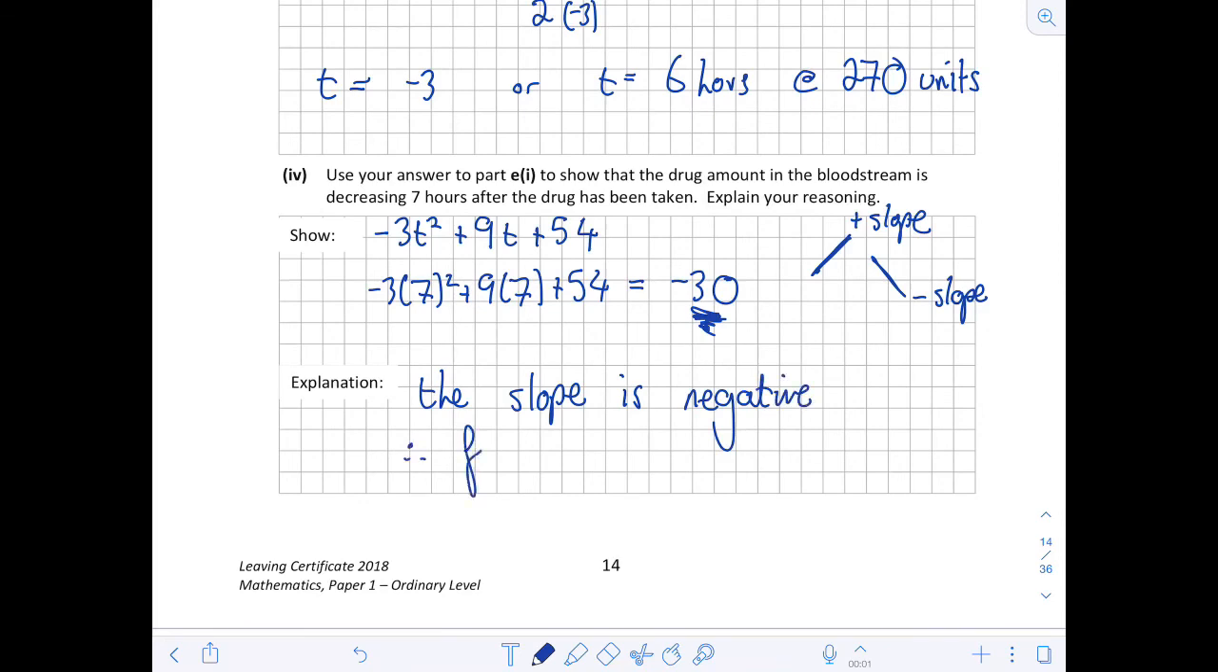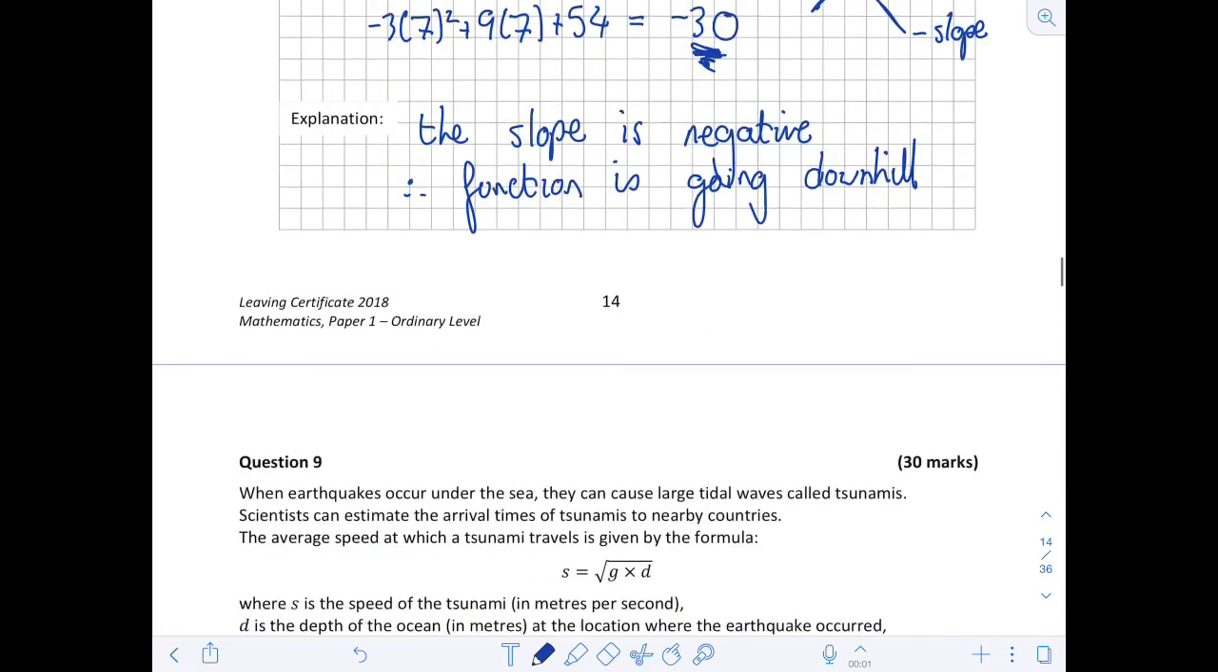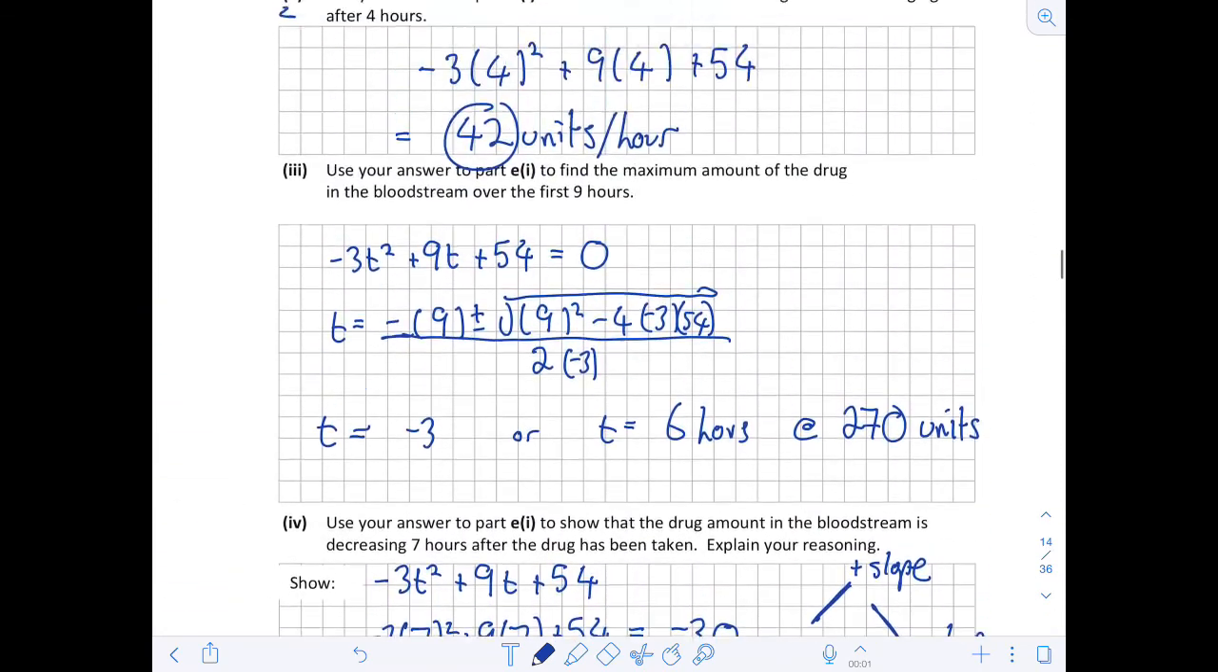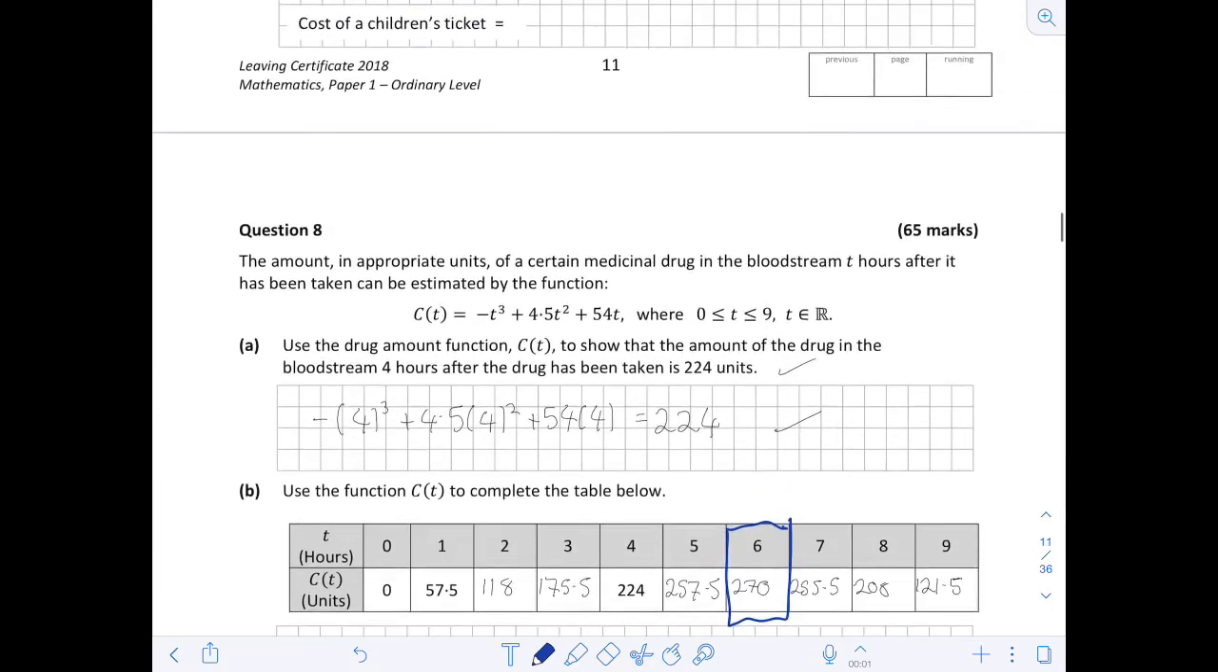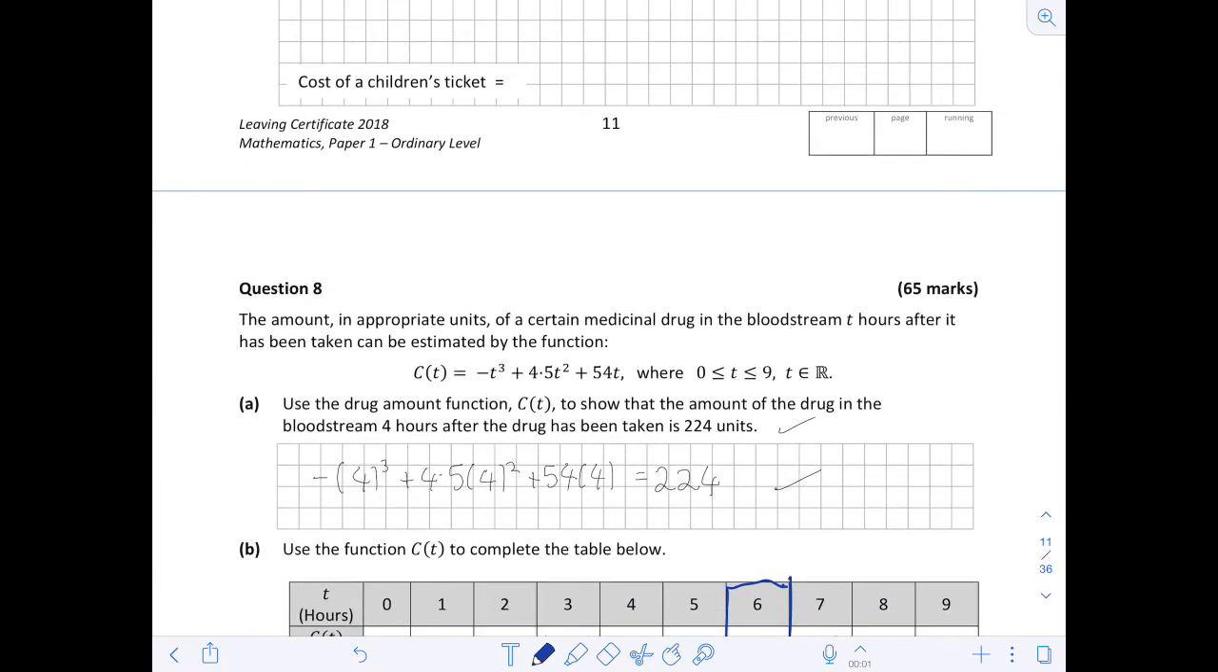Therefore, the function is going downhill. And that concludes question 8 on the 2018 paper.